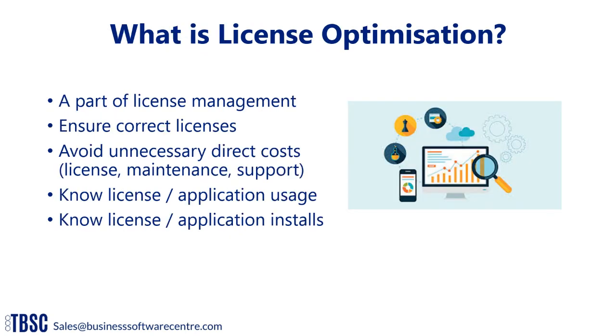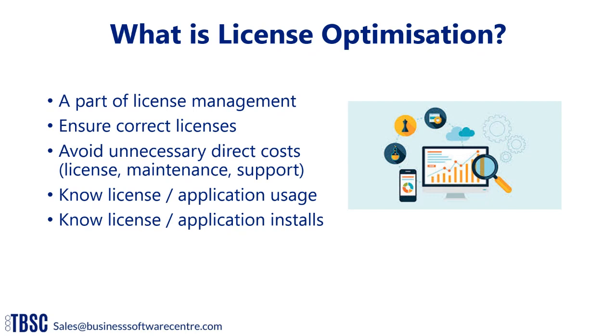So moving forward, it's important to also know what licensing optimization is. So this is the second aspect of software asset management. We first covered the compliance. Now we're going to look at the management or the optimization of licensing.